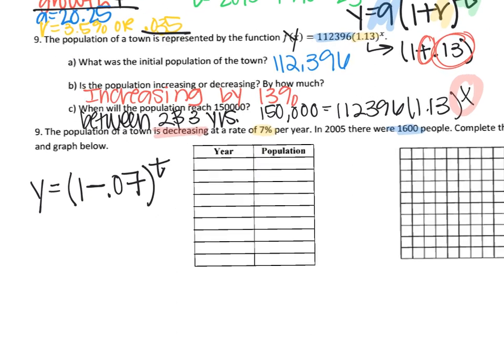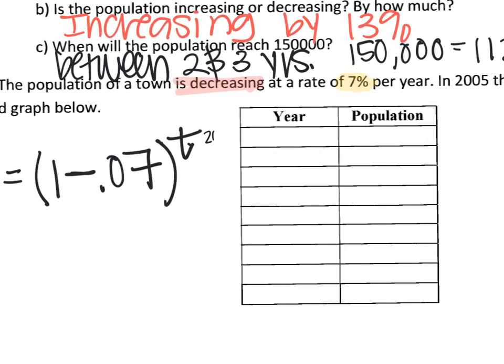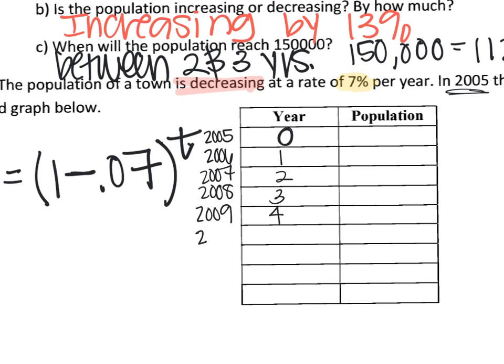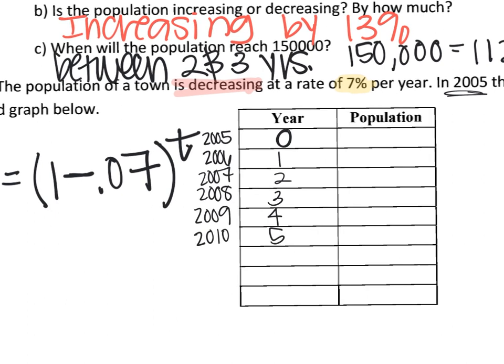So in 2005, that's 0 years. We haven't gone any. If I'm at 2005, I've gone 0 years. 2006, I've gone 1 year. 2007, 2. 2008, 3. 2009, 4. 2010, 5. 2011, 6. 2012, 7. 2013, 8.